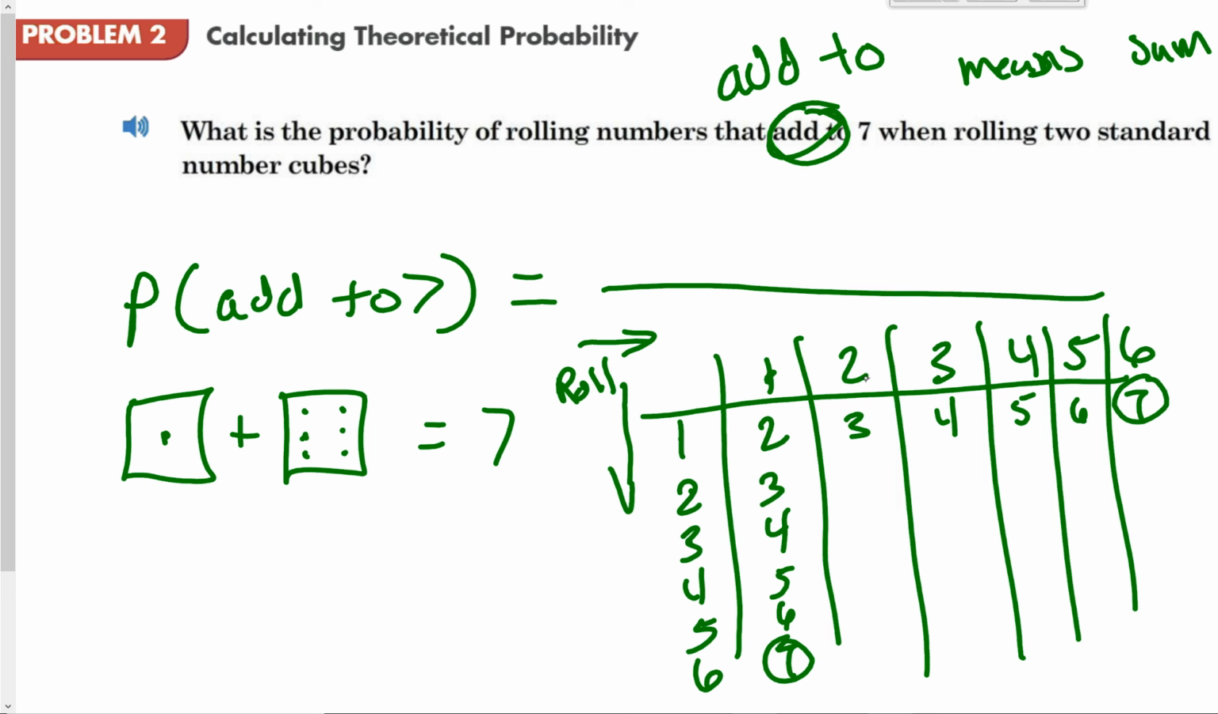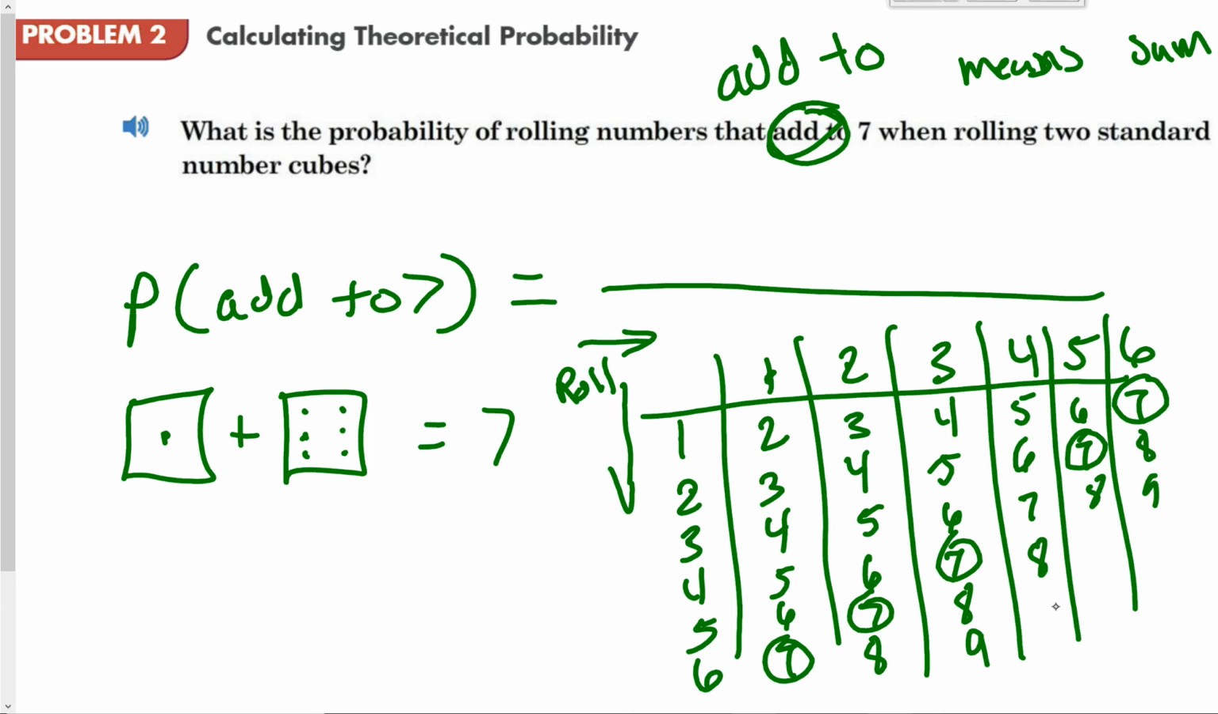Then if I roll 2 and a 2, that'd be 4. 2 and a 3 would be 5. So see how it's kind of happening here? 6, 7, 8. 4, 5, 6, 7. There's my other 7. 7, 8, 9. 8, 9, 10. 9, 10, 10, 11, 11, 12. If you count all these, it's 36 of them, right?